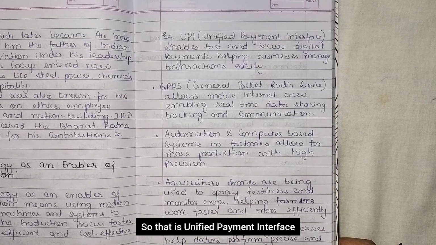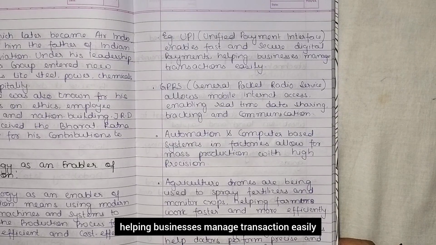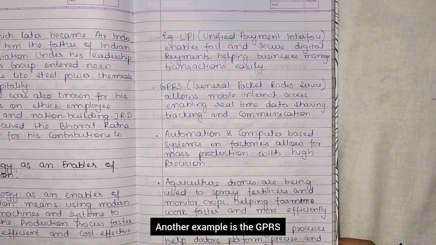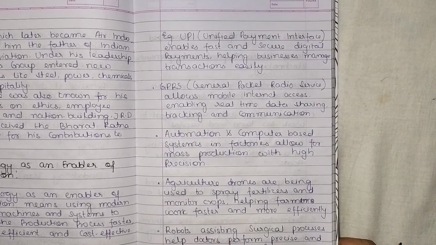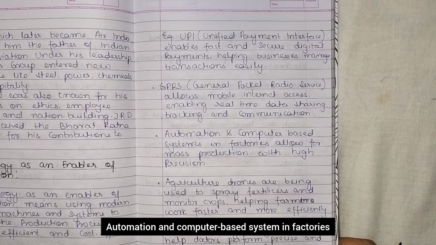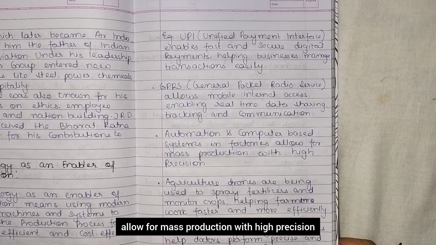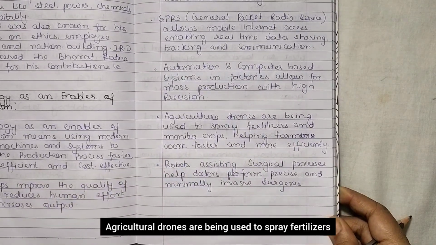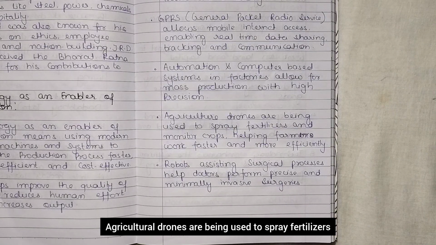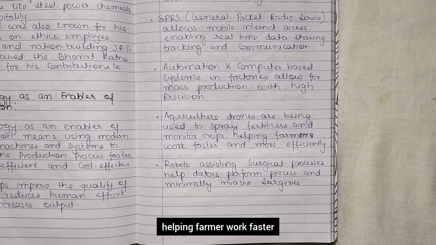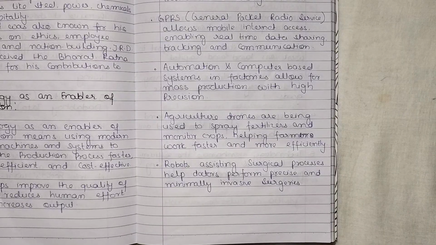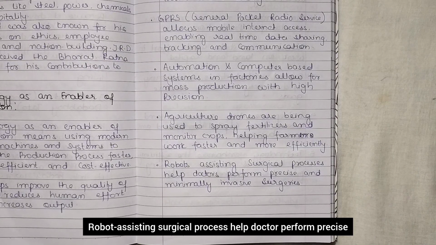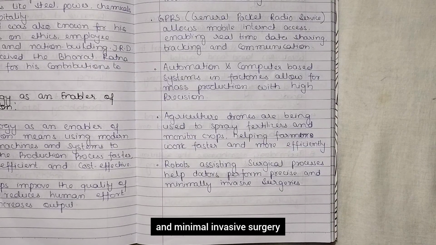So that is Unified Payment Interface, enabling fast and secure digital payment, helping businesses manage transactions easily. Another example is the GPRS that allows mobile internet access, enabling real-time data sharing, tracking and communication. Automation and computer-based systems in factories allow for mass production with high precision. Agricultural drones are being used to spray fertilizers and monitor crops, helping farmers work faster and more efficiently. Robots assisting surgical processes help doctors perform precise and minimally invasive surgery.